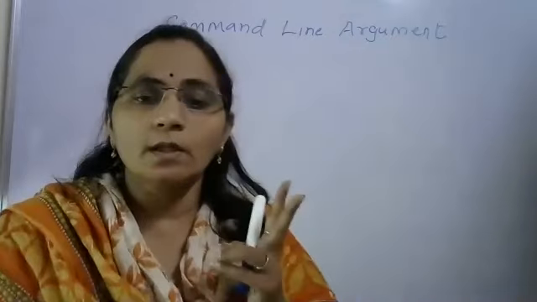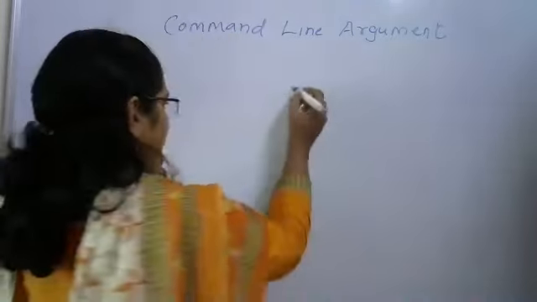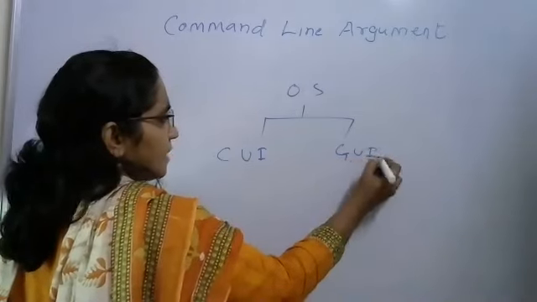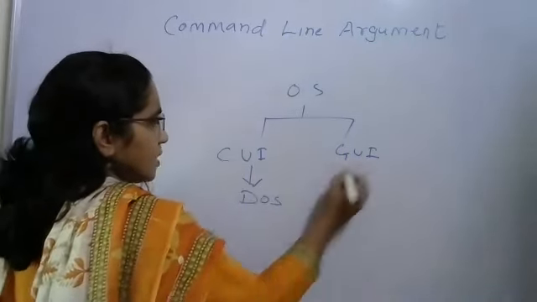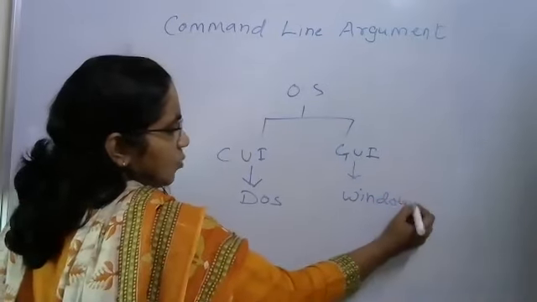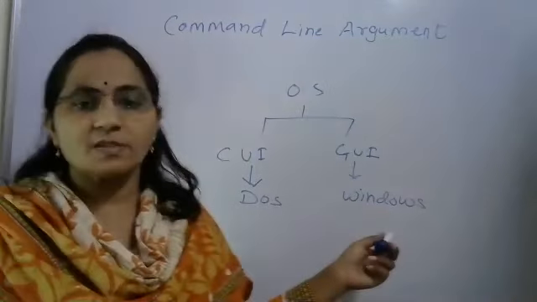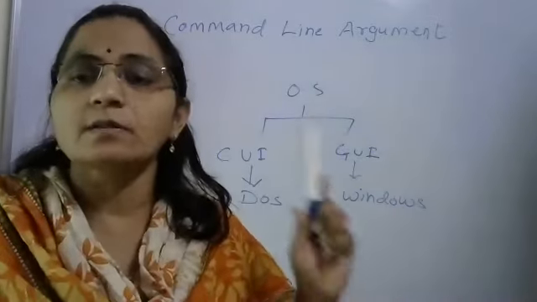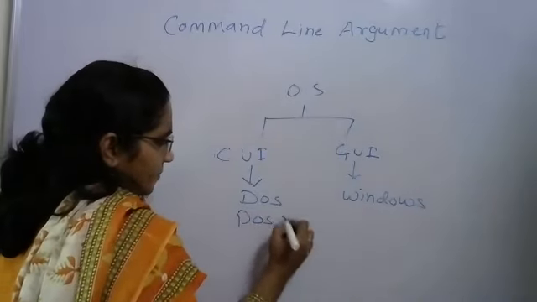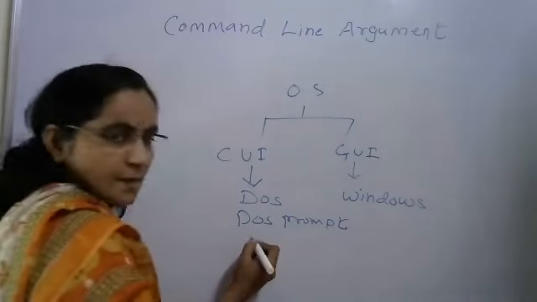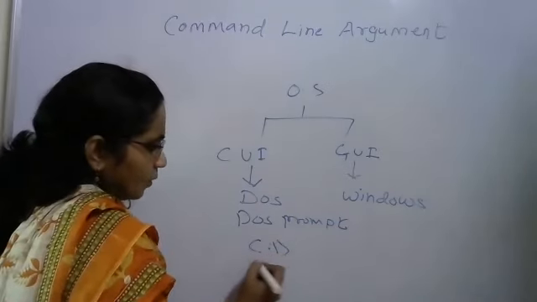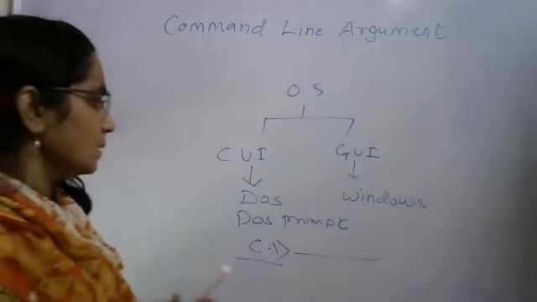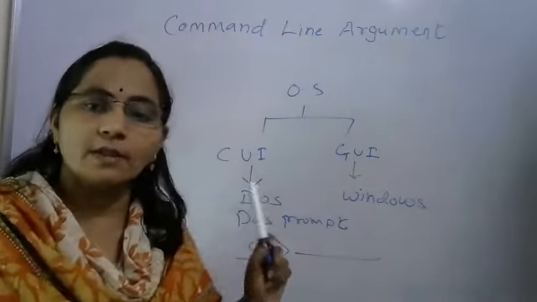See, actually there are 2 different kinds of operating systems. One is the character user interface, and the second is the graphical user interface. The character user interface operating system is DOS, and the GUI operating system is Windows, which we use nowadays. CUI means character user interface, and the command line means the DOS prompt. Suppose I want to give some command on a particular C prompt, then I issue the command on this prompt, and this is called the command line. Command line means your DOS prompt, because DOS is nothing but a character user interface.